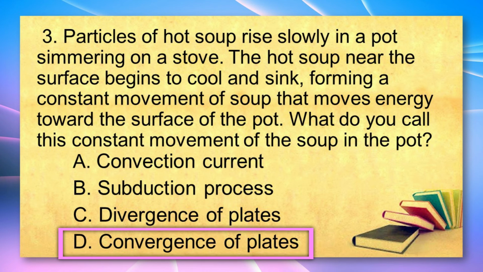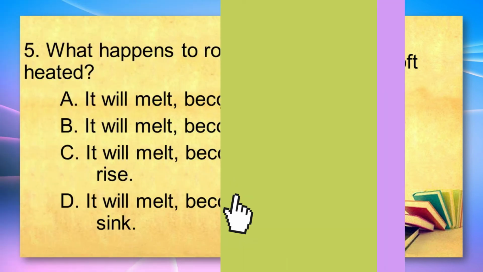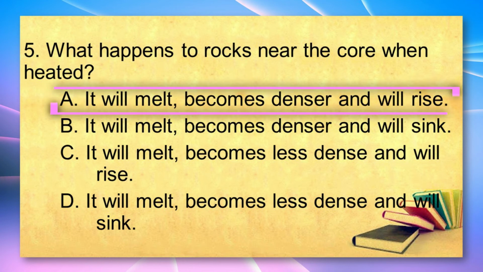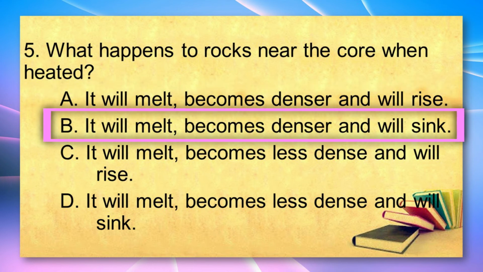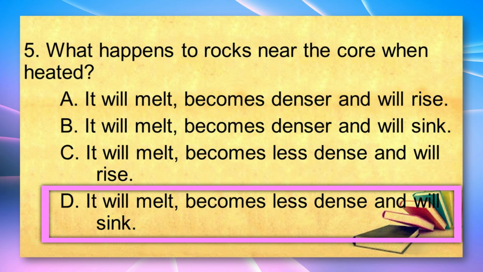D. Convergence of plates. 4. Which part of the mantle is made of soft rock that bends like plastic? A. Asthenosphere. B. Core. C. Crust. D. Mantle. 5. What happens to rocks near the core when heated? A. It will melt, becomes denser, and will rise. B. It will melt, becomes denser, and will sink. C. It will melt, becomes less dense, and will rise. D. It will melt, becomes less dense, and will sink.